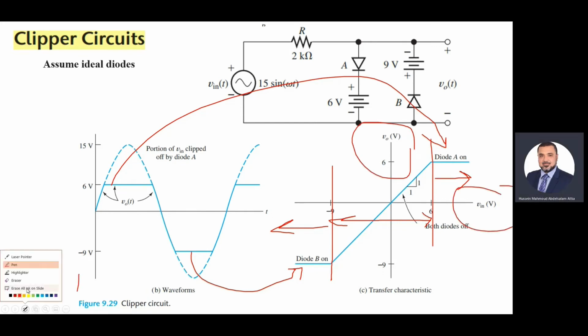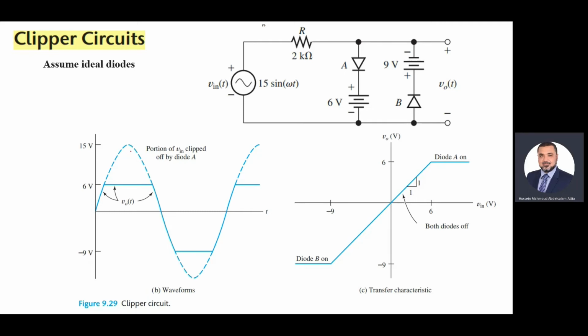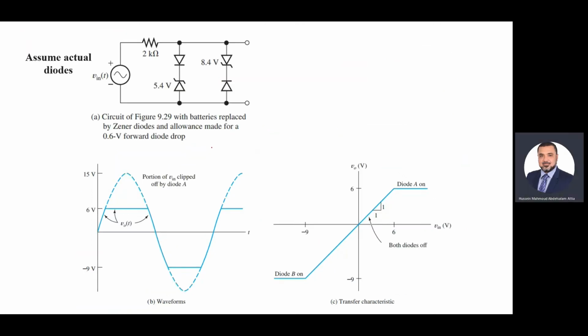Okay, so this kind of problem is very easy. You just need to see when the input is positive, where does the current go? And when the input is negative, where does the current go? Based on the current direction and the current path, you can easily decide which diode is on and which diode is off.